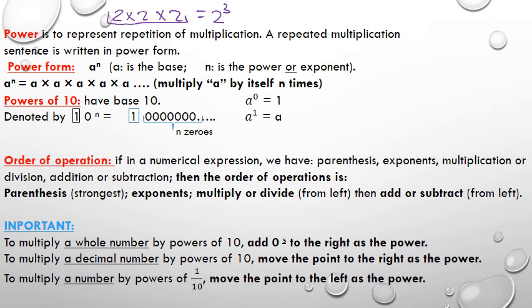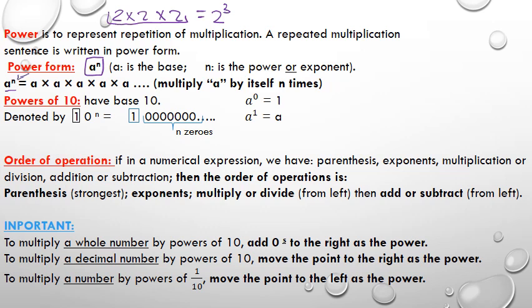Now, what is the power form? The power form is a to the power n, where a represents the base and n represents the exponent. So when we have a power form, which is a to the power n, we write it as a multiplication sentence, a times a times a times a. How many times? As the exponent, which is n.